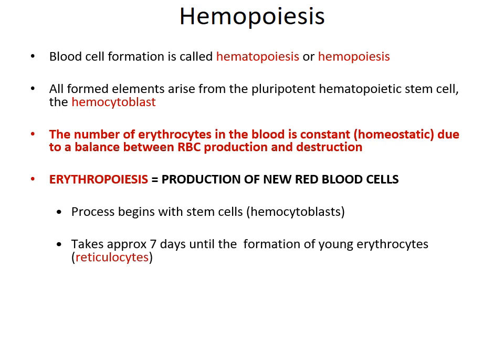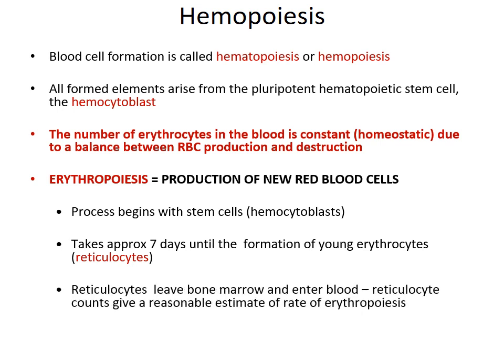It takes approximately 7 days to form a reticulocyte, which is an immediate precursor cell of a mature RBC. Reticulocyte is an immature RBC, just a precursor of a mature RBC. Just before it forms the mature RBC, that stage is called a reticulocyte. So it will take approximately 7 days for forming the reticulocytes.